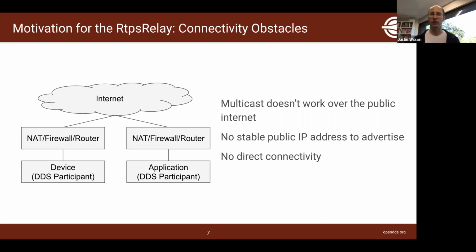And then finally, there's no direct connectivity. So even if the device could advertise its local address, it would just be advertising its local address, not the public address of the NAT firewall. Or it would be advertising its public address as seen by the internet. So we have a problem there: there are a number of issues that would prevent RTPS discovery from working as is in the public internet.